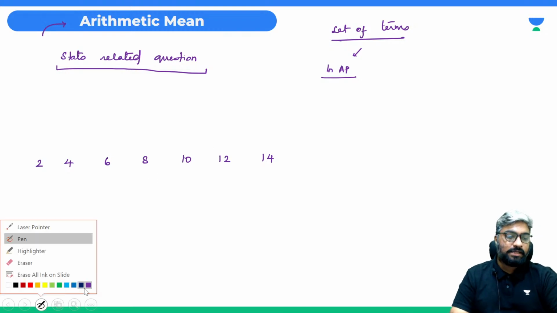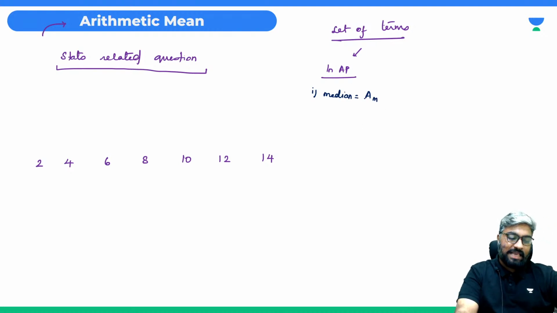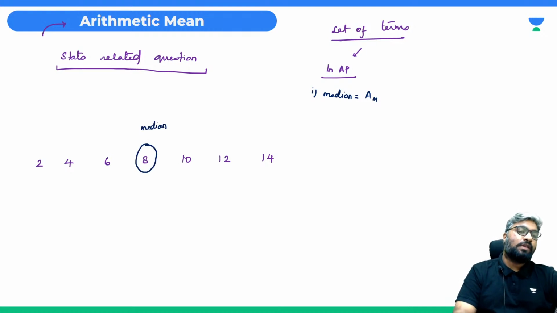Why? How can you do it? There are multiple ways of doing this. The first way of finding the average in AP: the median is the same as the arithmetic mean, correct? What is the median? The middle term. There are 7 terms. What is the middle term? This is your middle term. If this is your median, it will automatically be your arithmetic mean.